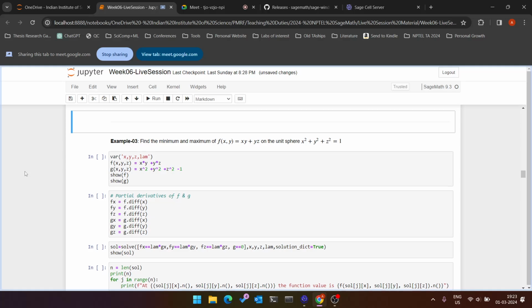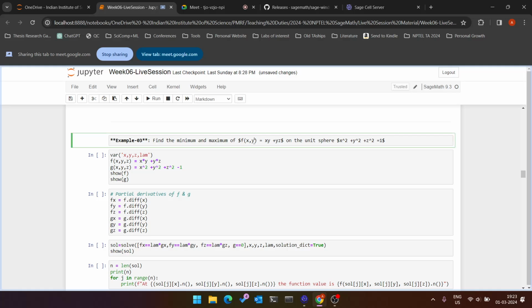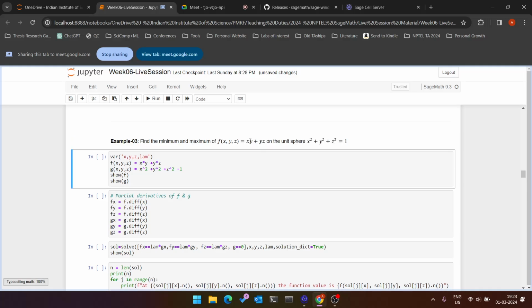The next problem that we have is to find the minimum and maximum for a function f of x, y, z defined as xy plus yz on the unit sphere x square plus y square plus z square equal to 1. This is basically an example of constrained optimization. So minimum and maximum of f of x, y, z given some constraint g of x, y, z.